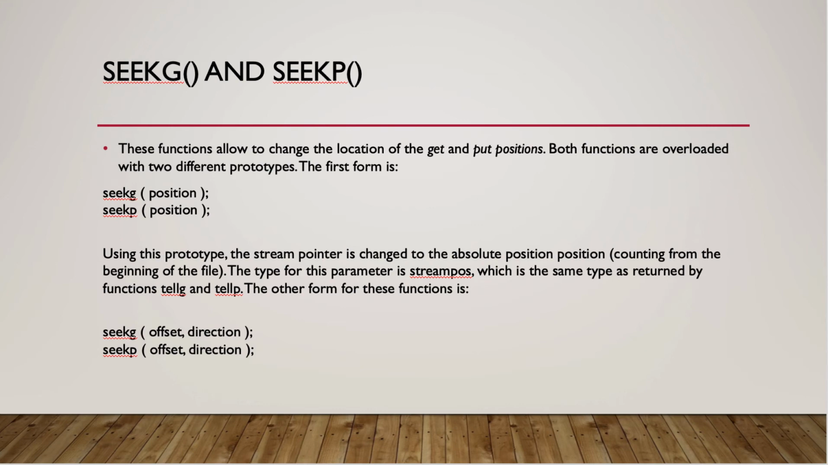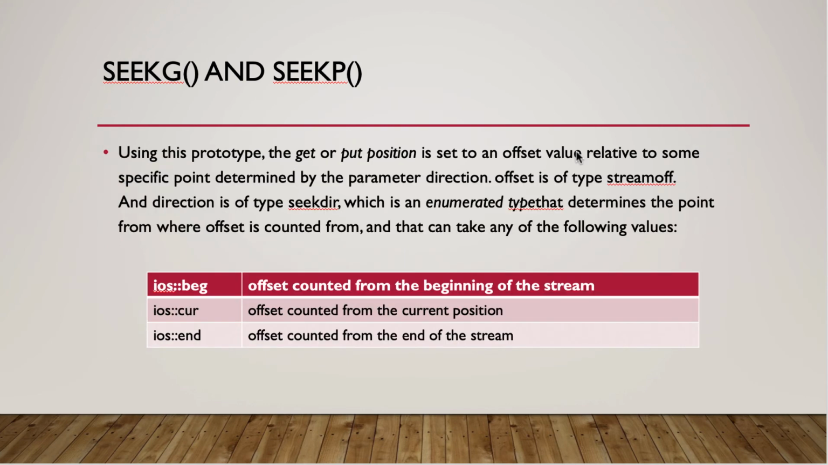The other form of these functions is seekg where you put an offset and a direction. This one is not absolute. Wherever you are, you can put a direction and the number of characters that you want to jump back and forth. Using this prototype, the get or put position is set to an offset value relative to some specific point determined by the direction parameter.